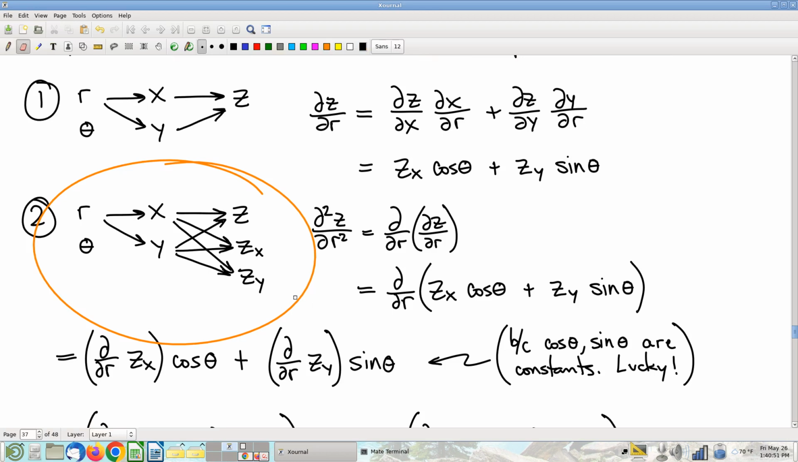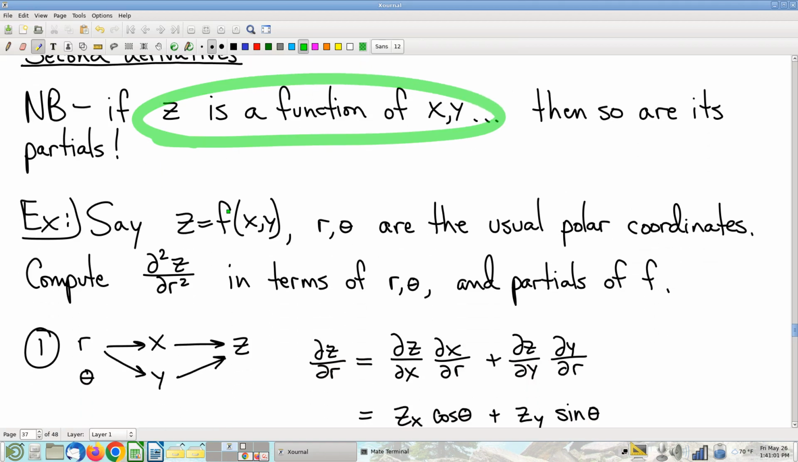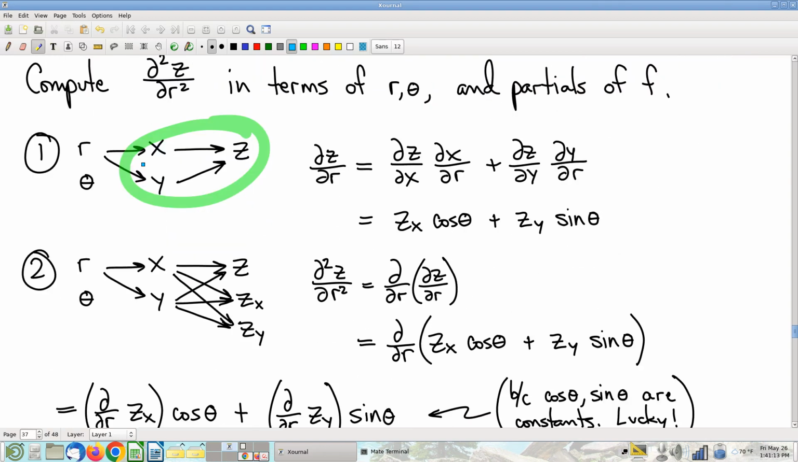But as we previously noted, I'll come back up here for a moment. If z is a function of x and y, then so are its partials. The partials of z with respect to x and y are functions of x and y. So zx is a function of x and y, and zy is a function of x and y. So we update our diagram.